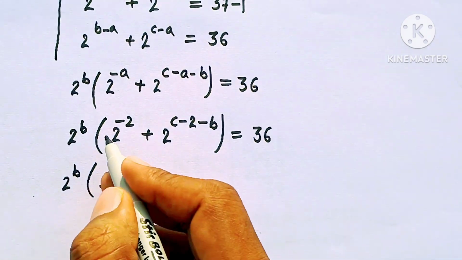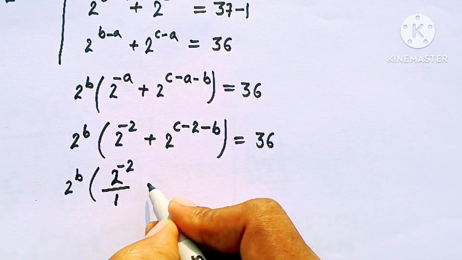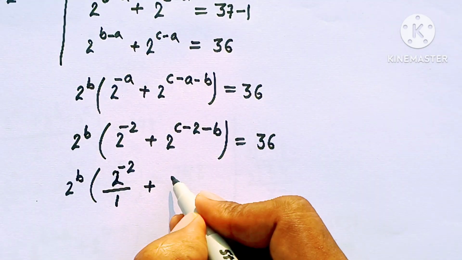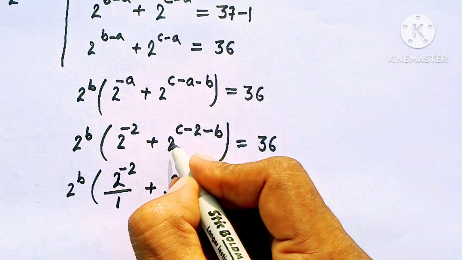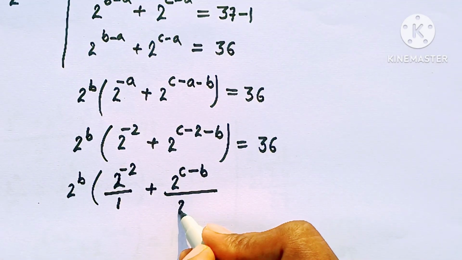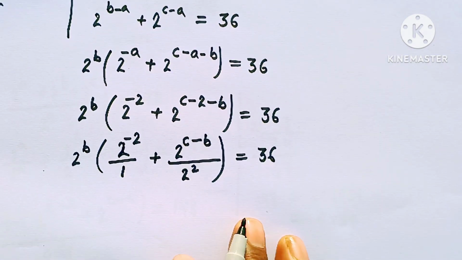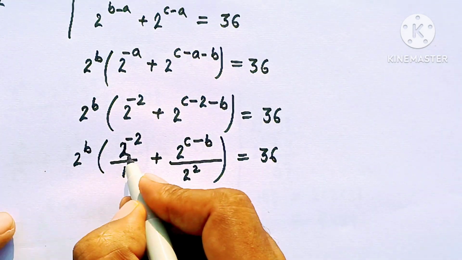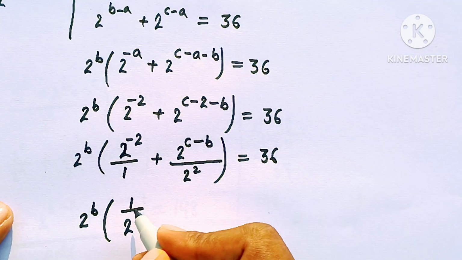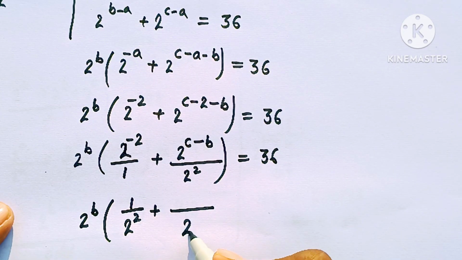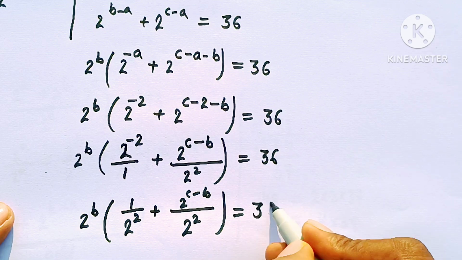This 36 can be written as 2 to the power b, and here 1 over 2 to the power 2, plus 2 to the power c minus b, and 2 to the power minus 2 can be written as 1 over 2 to the power 2, that is equal to 36. Now I am going to do one thing: 2 to the power b times (1 over 2 to the power 2 plus 2 to the power c minus b) is equal to 36.